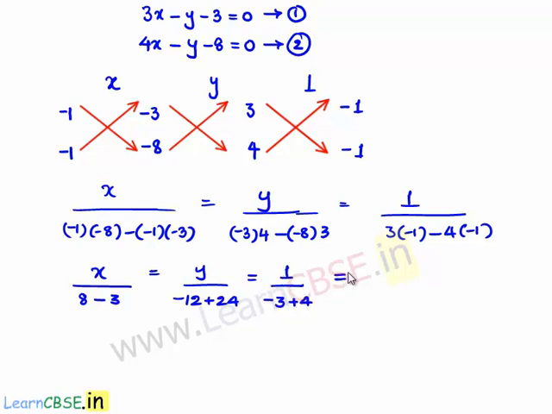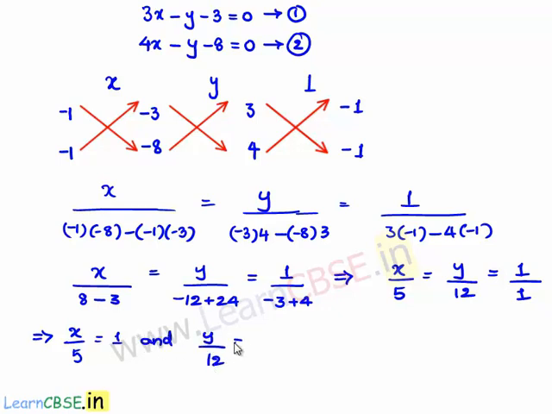That implies x divided by 5 is equal to y divided by 12 is equal to 1 divided by 1. So we can write x by 5 is equal to 1 and y by 12 is equal to 1. That implies the value of x is found to be 5 and the value of y is found to be 12. Therefore, x is 5 and y is 12.